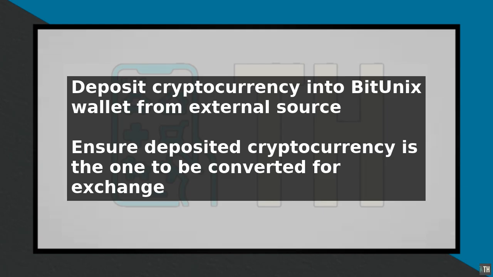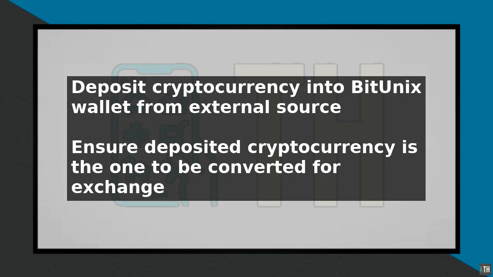This can be done by transferring funds from an external wallet or purchasing the cryptocurrency directly on the platform. Ensure that the deposited cryptocurrency is the one you intend to convert. After depositing the funds, navigate to the conversion page on the Bitunix platform. Select the cryptocurrency you want to convert from and the one you want to convert to.